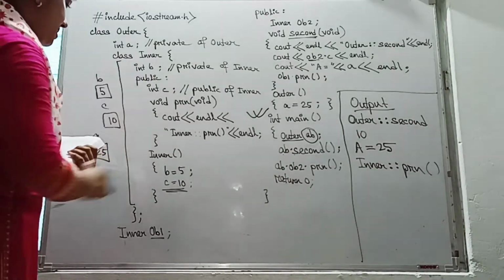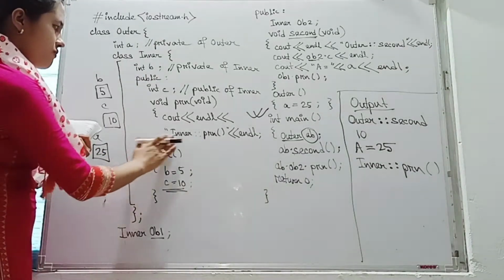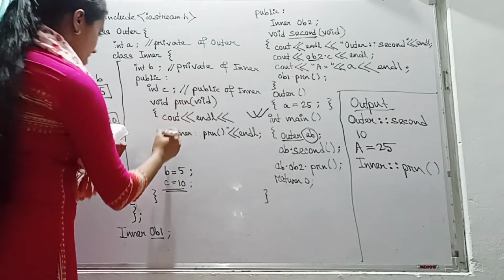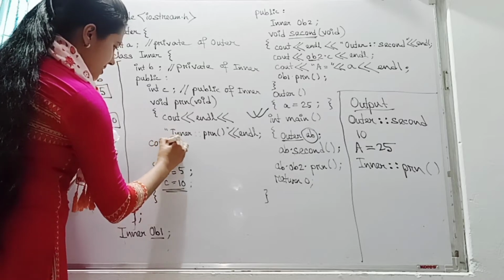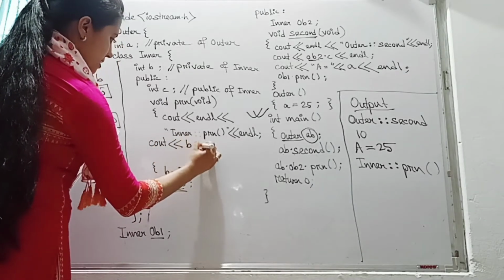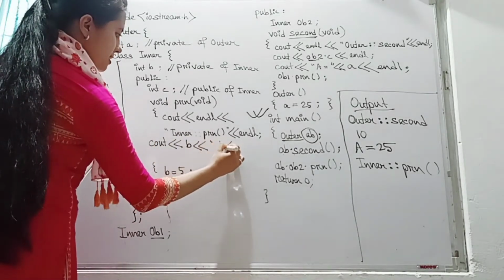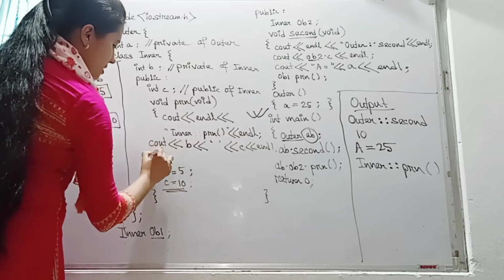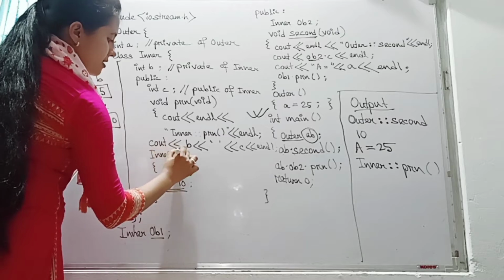I have missed something here. Yes, one line is there. This I have missed. Here it will be another line, cout b, space c, and then enter is there. Okay, and then inner is different. So this line I have missed out.